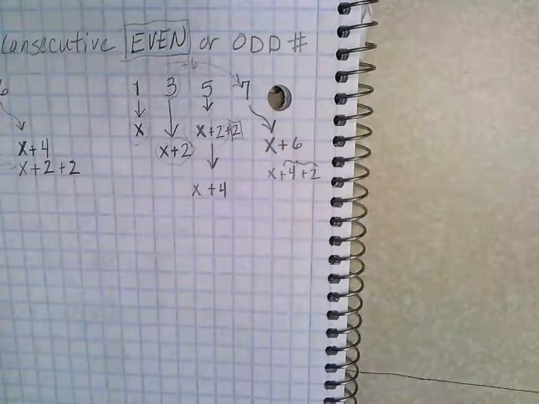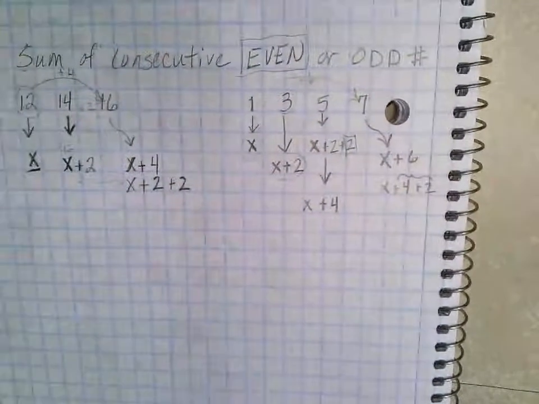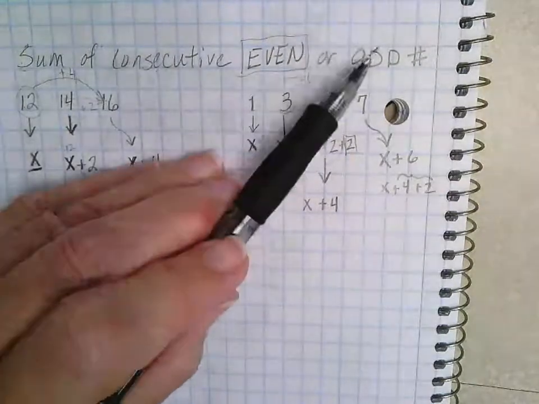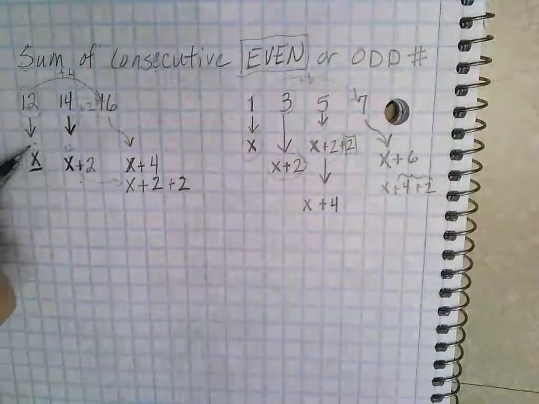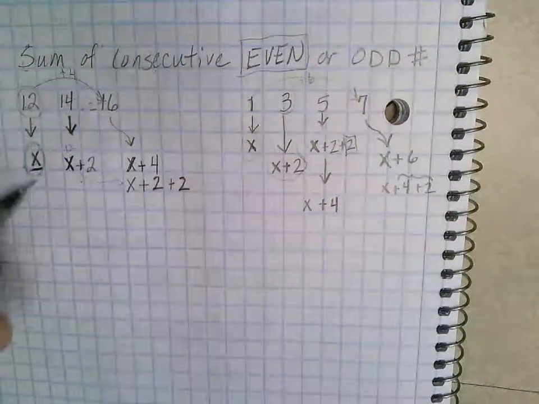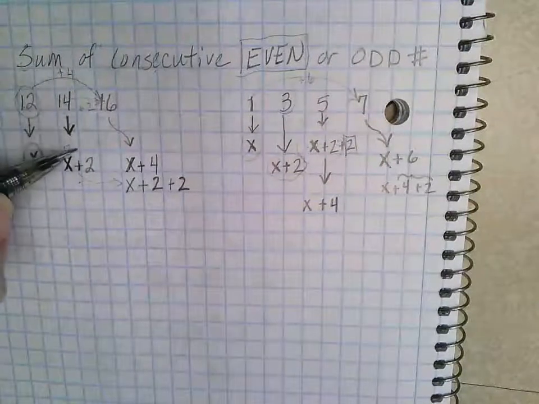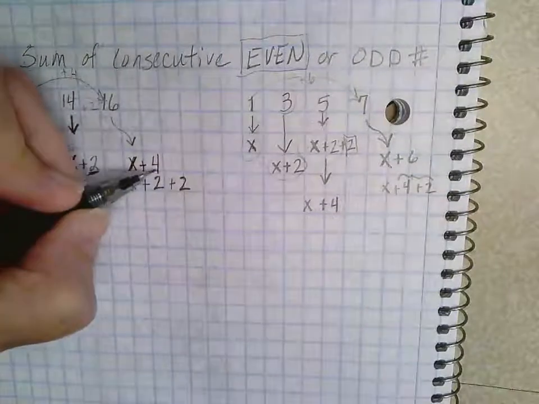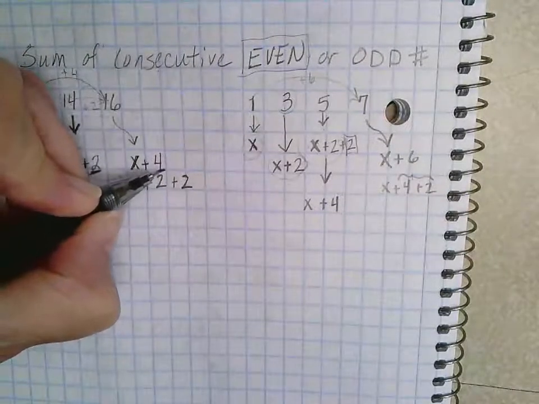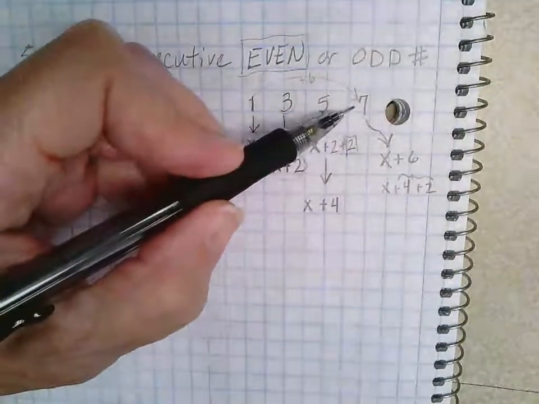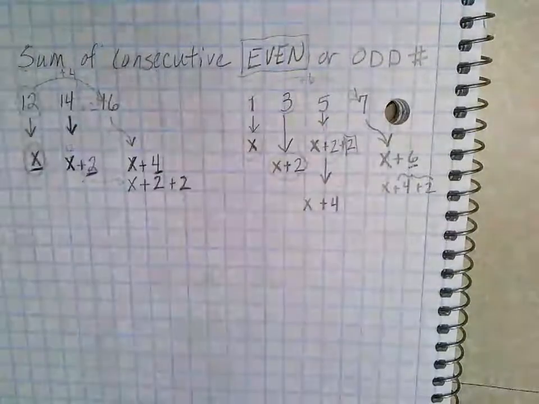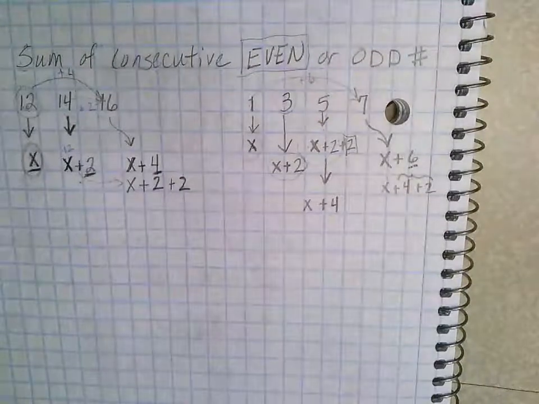So when I'm told that I need to be looking for consecutive even or consecutive odd numbers, I'm again always going to be starting with x. But then my second value is going to be x plus 2. My third value is x plus 4. If I have a fourth value, if I have 4 numbers I'm looking for, my fourth one would be x plus 6. So let's do an example.